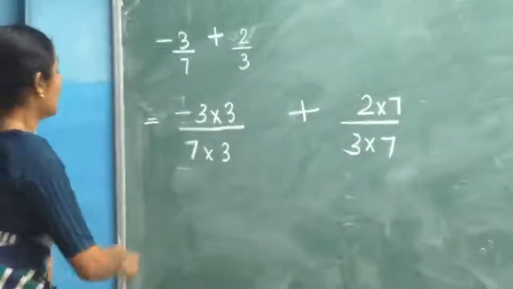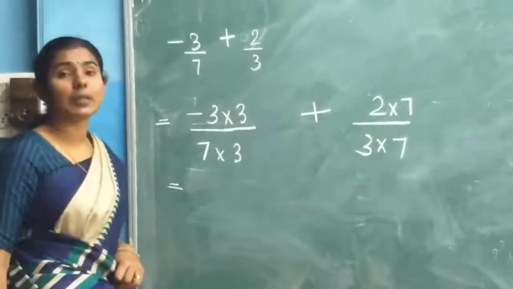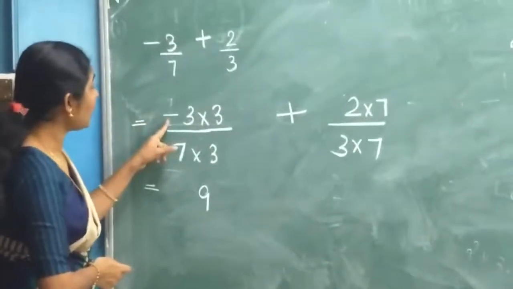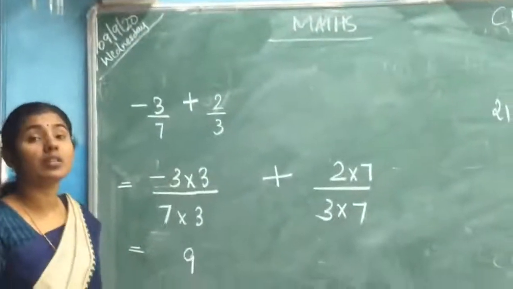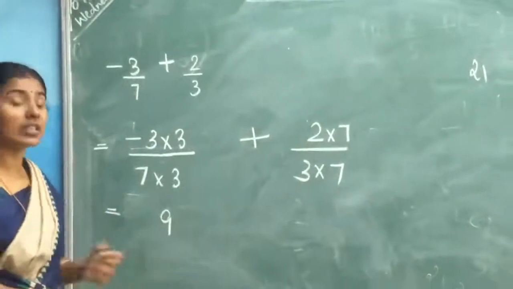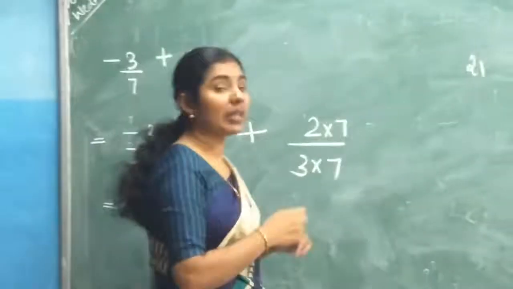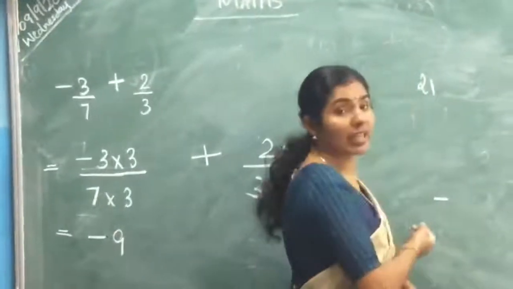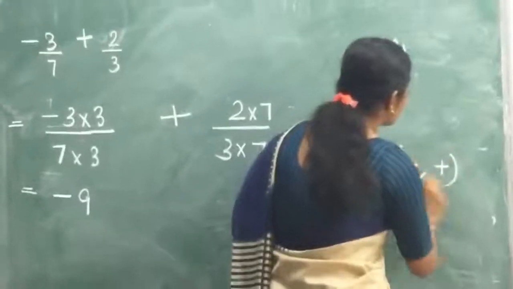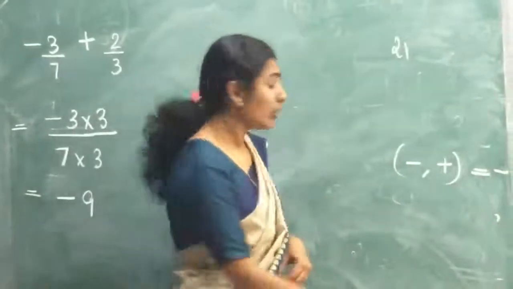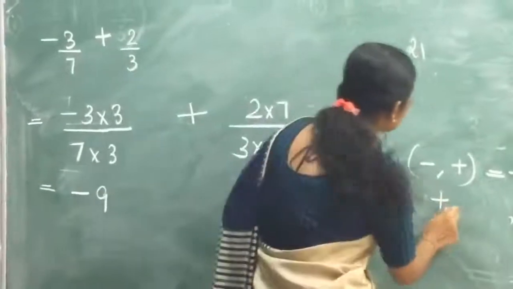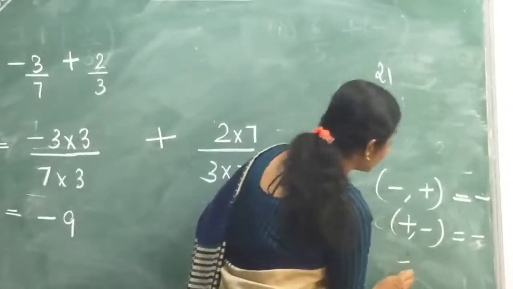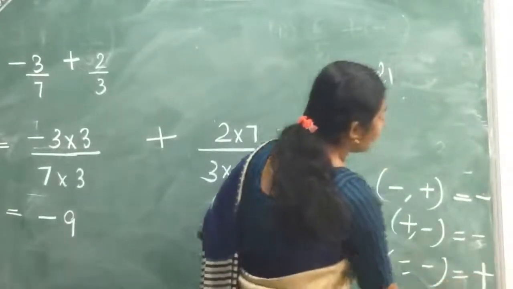Now, what is minus 3 multiplied by 3? 3 3s are 9. When I am giving one negative number and a positive number, what is the sign of the product? Negative sign. Multiplication rules you have studied for integers, isn't it? When you are giving one negative integer and a positive integer, its product you should give negative sign. When you are giving one positive number and a negative number, its product you should give negative sign.